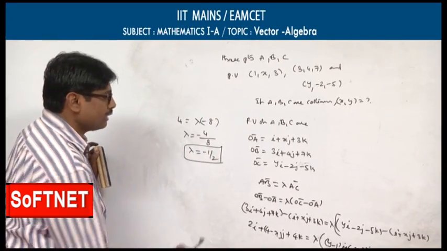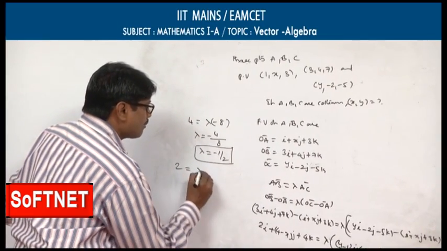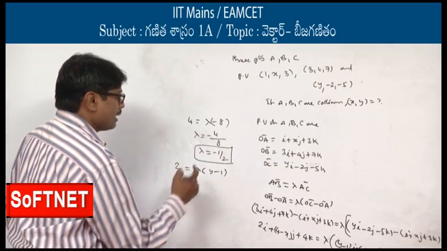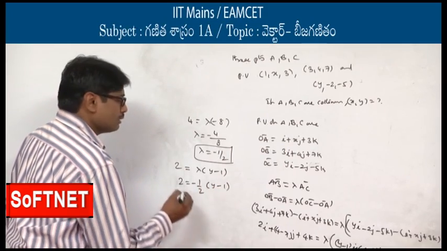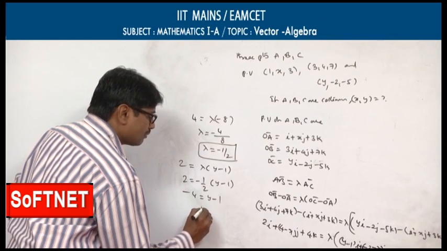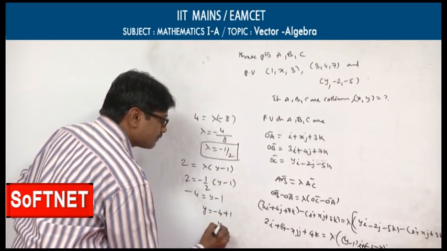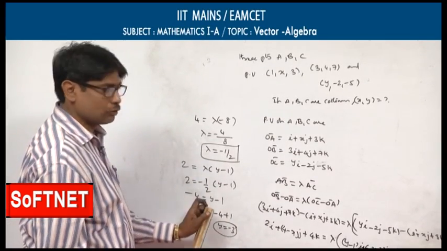On equating the coefficient of I bar, 2 is equal to lambda times y minus 1. Substituting lambda here, 2 is equal to minus 1 by 2 times y minus 1. So, minus 4 is equal to y minus 1. So, y will be equal to minus 4 plus 1, which is y is equal to minus 3. Lambda will be minus 1 by 2, y equal to minus 3.